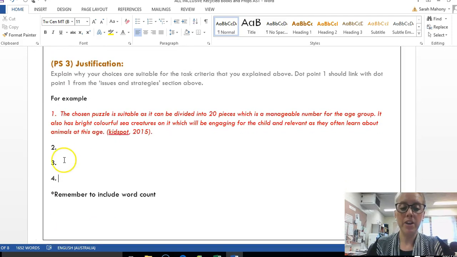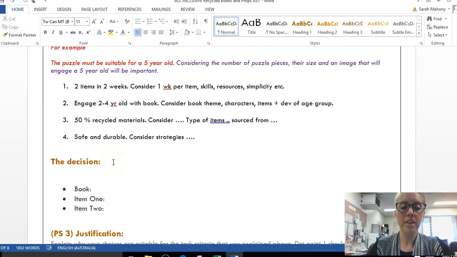Number 3, you need to write about how your items are suitable to be made from 50% recycled materials. Okay, you might want to give a brief description about what you're planning to use that's recycled, opposed to what you're planning to use that's new, which shows how it's 50-50 at least.